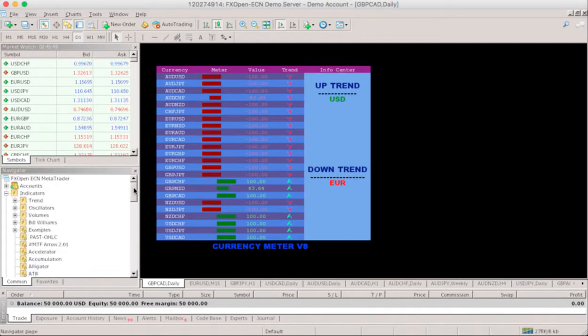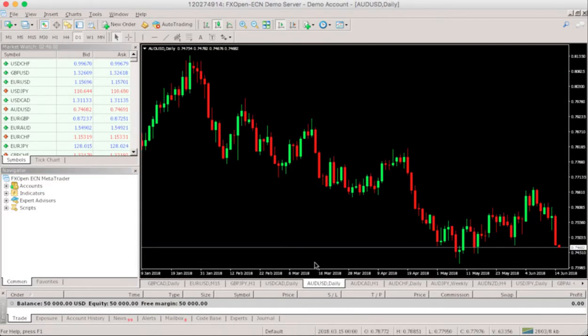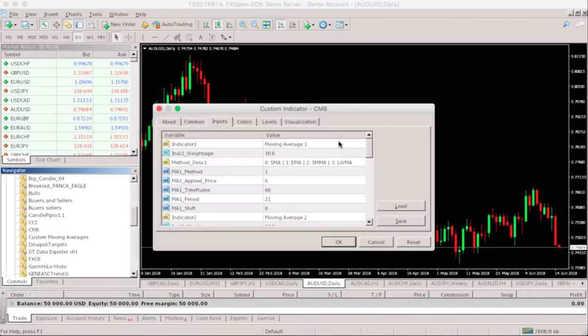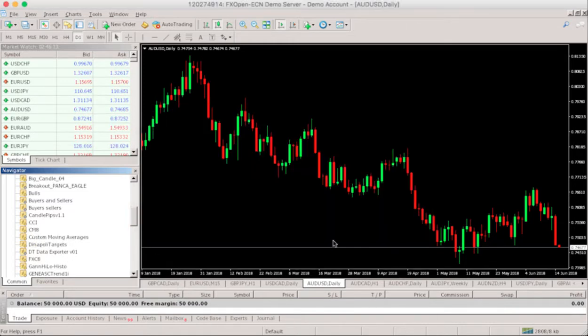But let's say that you didn't have the template, you just have the file, or you lost that template and you want your chart to look just like this. It's very simple. I'm going to show you what I've done. All I have done is go to my indicator folder, scroll down, grab that CM8, dump it on my chart, and then say OK.